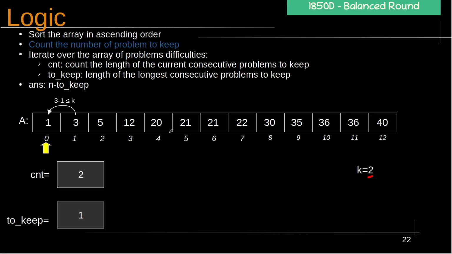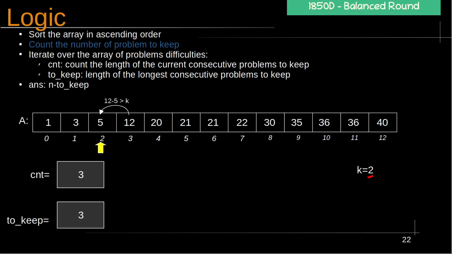This is the length of the current set of problems which is balanced, 1 and 3. So we update T, because we have found the maximum, which is 2. The maximum between 2 and 1 is 2. We go to the next problem, check with the next one. 5 minus 3, yes, is less than k. So we have found 3 problems now, 1, 3, and 5. Our counter is 3, and the number of problems to keep is 3 for now.